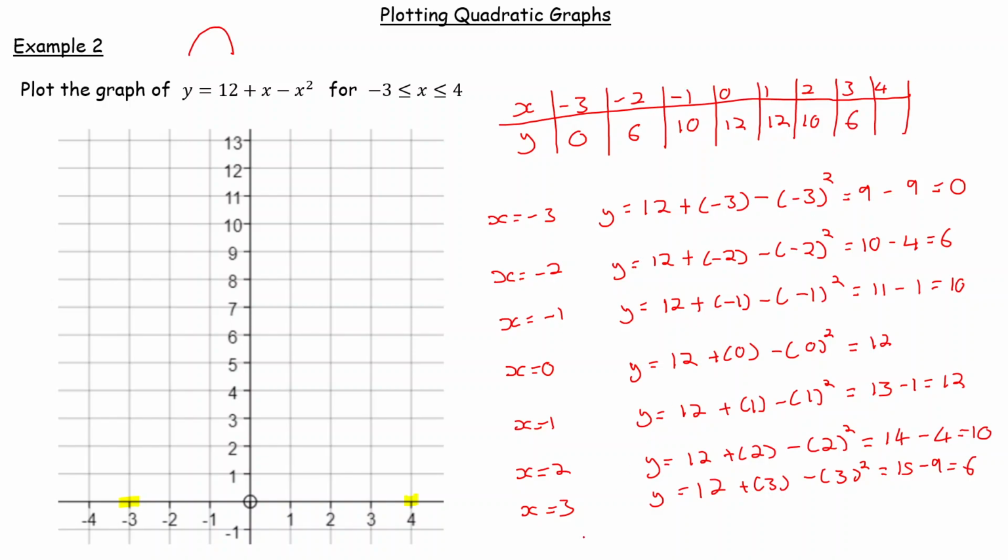Now when x is equal to 4, I put it into my equation. So y is equal to 12, add 4, take away 4 squared, which is equal to 12 with 4 is 16. 4 squared is also 16, but take away 16, so take away 16 is equal to 0.